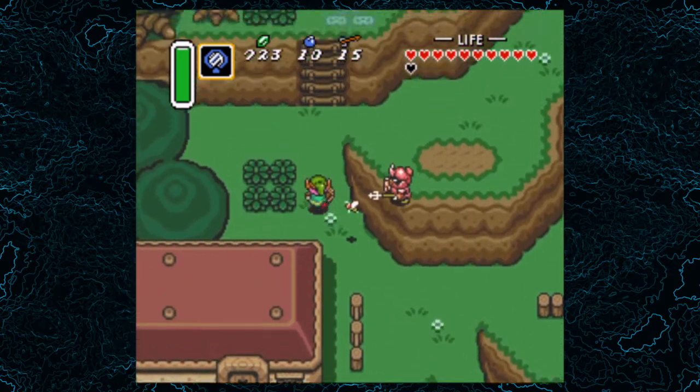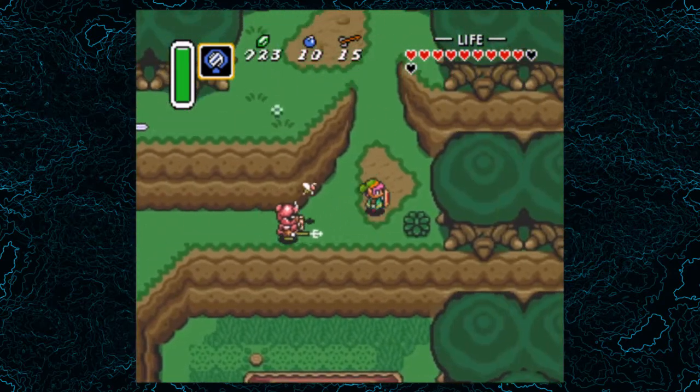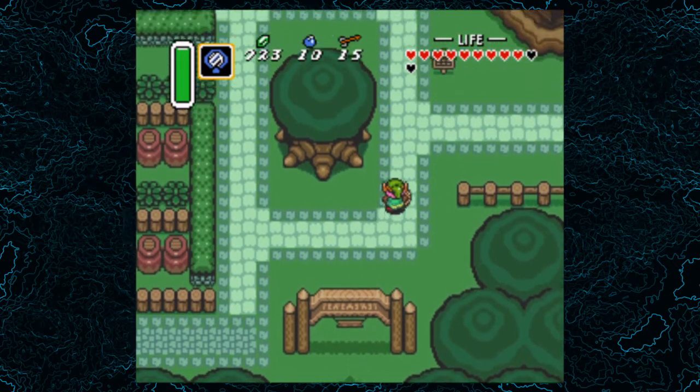Damn it. Yeah. I don't think I can kill that bee. I don't think I can kill that freaking bee. This is bullshit right here. All right. Run away, bro. I did.